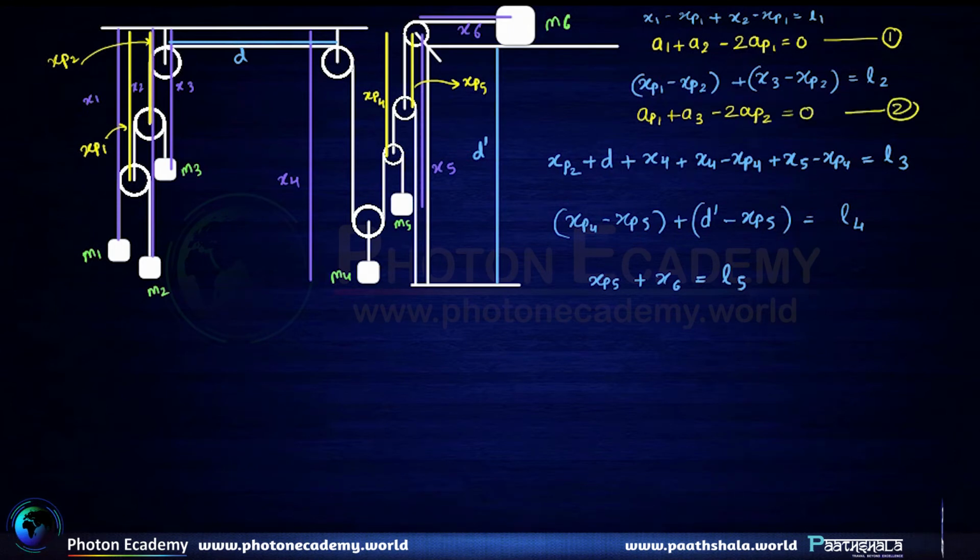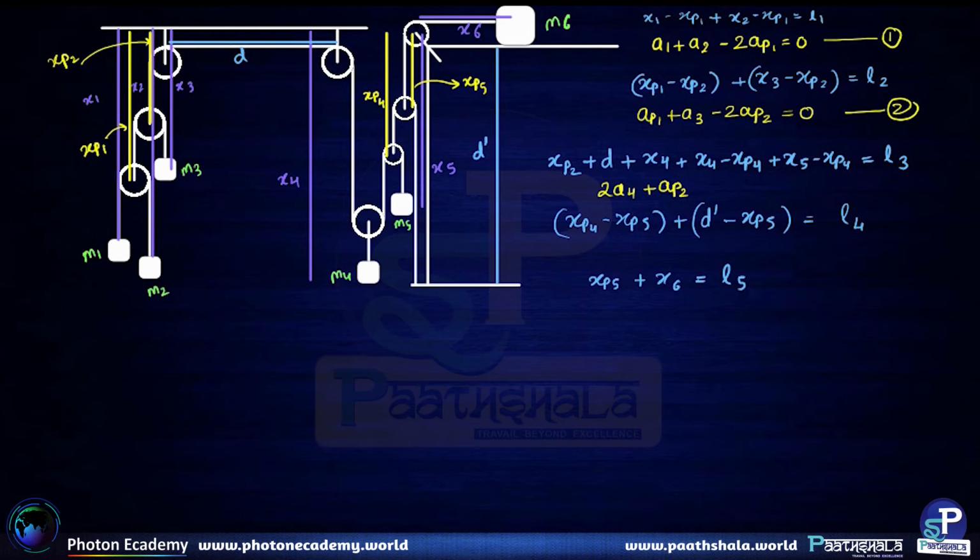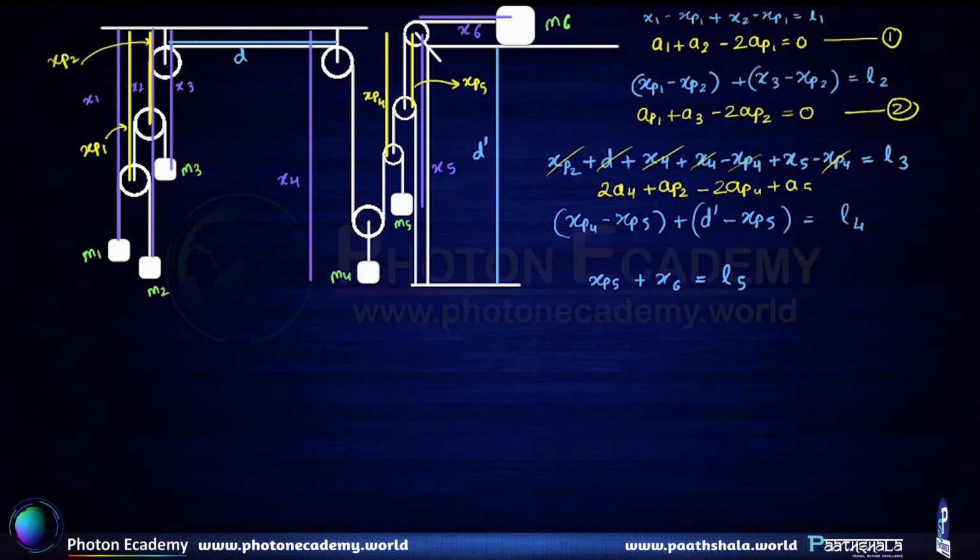On double differentiating this, we get 2 times a4 plus ap2 minus 2 times ap4. So that covers this term, this term, this term, this term goes away to be 0, this term, and what we are left with is plus a5 equal to 0. So this is equation number 3 that we get.